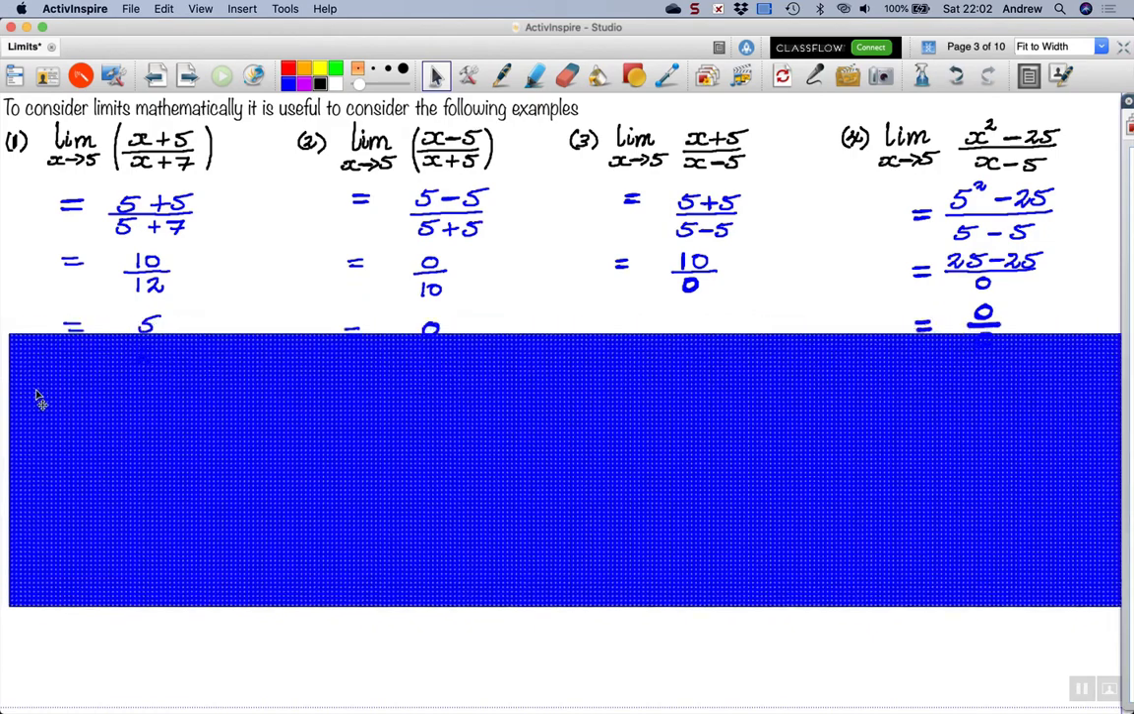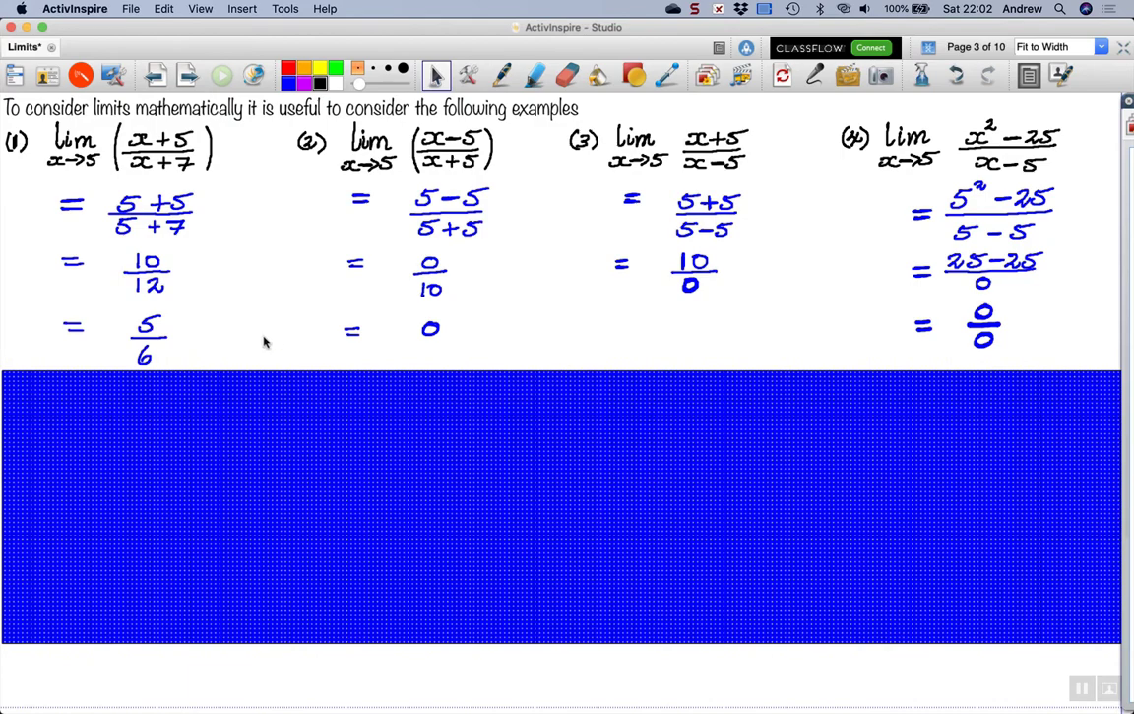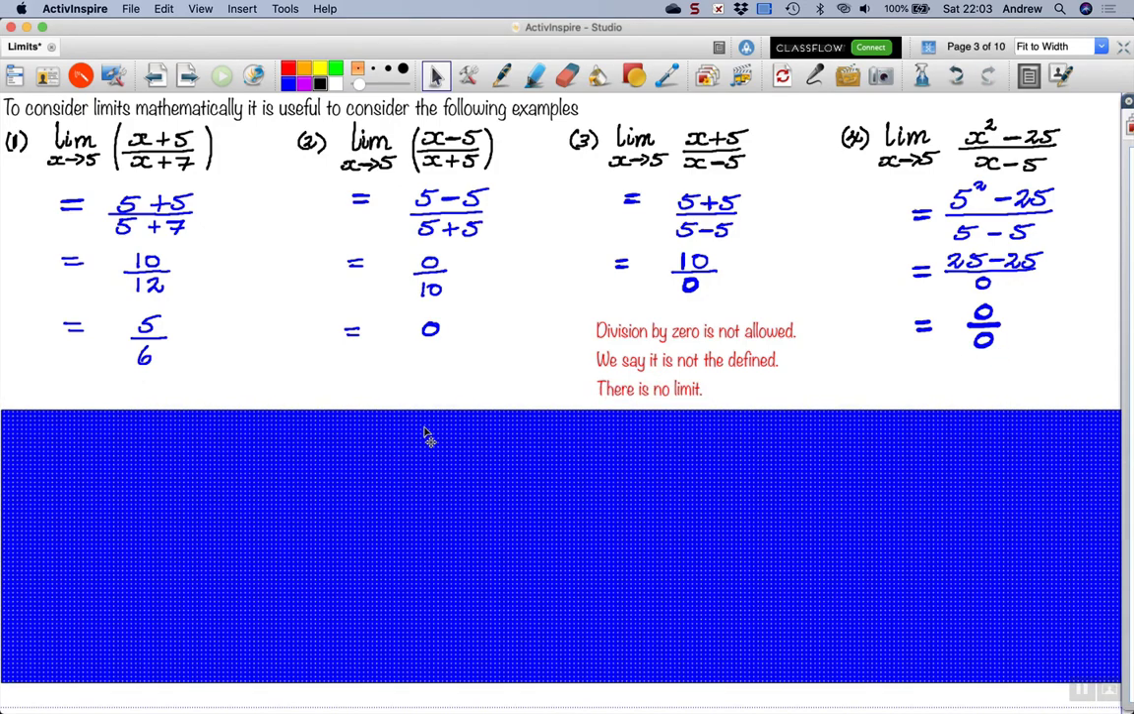But let's just explore it one more line. The first one cancels down to 5 over 6. This one cancels down to 0. This one, division by 0, it's not allowed. So we say it's not defined. And the one at the end is 0 over 0. Moving down here, because it's not defined, we say in these circumstances there is no limit. There's a definite number on top, there's a definite zero on the bottom, so this is a big no-no.